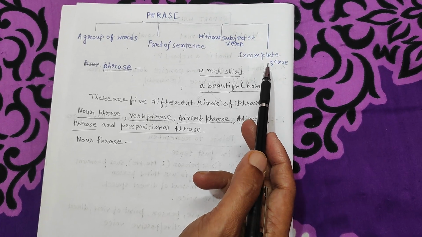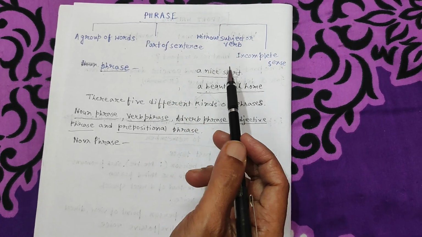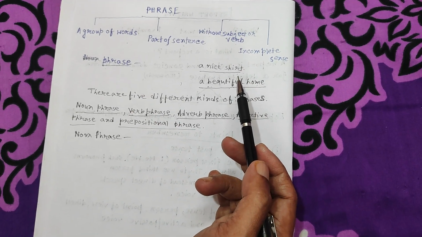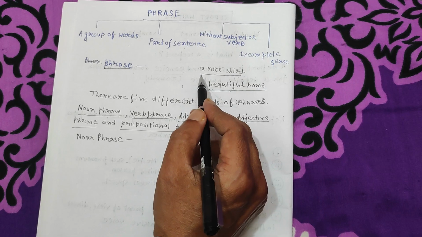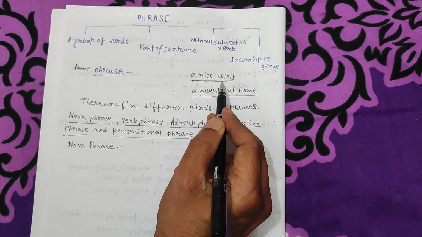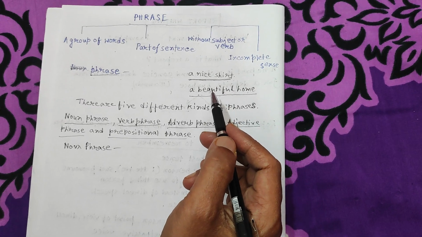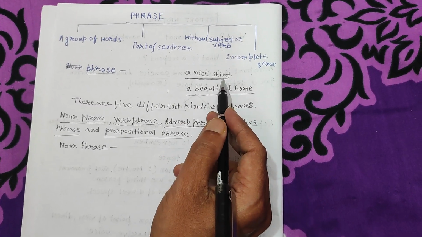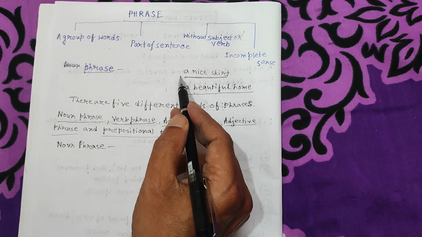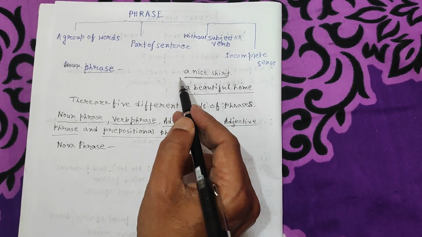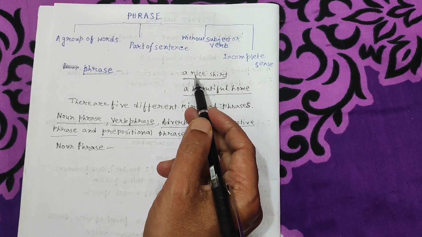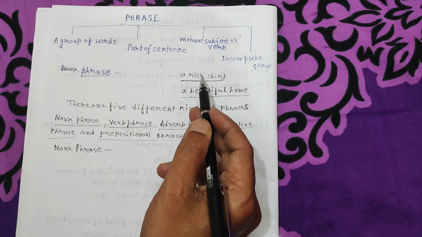Now, let us understand this definition with an example. Suppose, a nice shirt. This is a group of words. Is it a group of words? Yes, it is a group of words. Does it have any subject-verb combination? No. As you can see very well, it does not have any subject or verb combination.